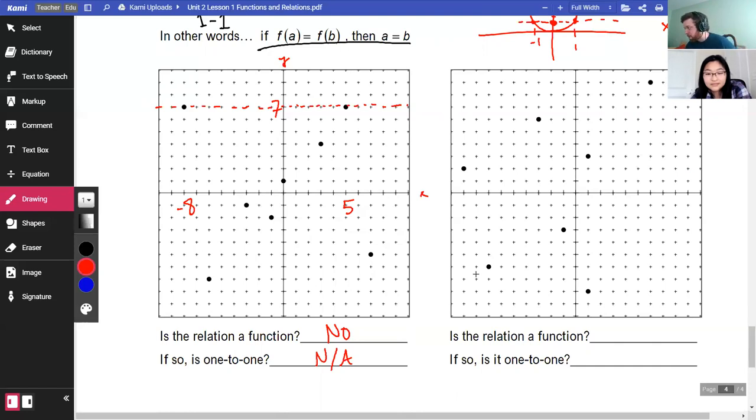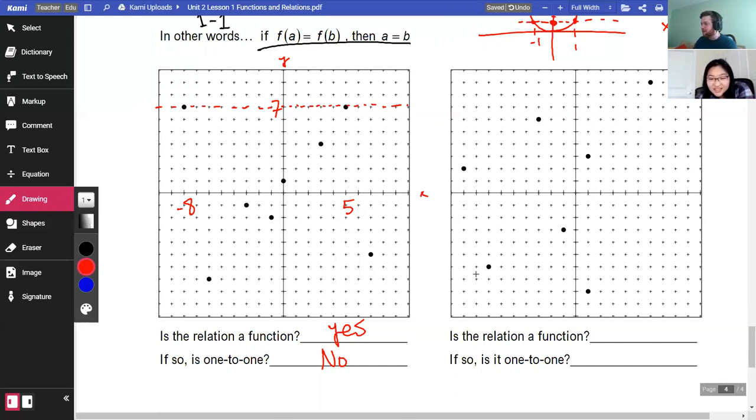And this one, we made a mistake. Can you find out where the mistake is? We'll ask them first. The mistake is right here. This is a function, isn't it? Yeah, it is a function. Yes, but it's not one-to-one.